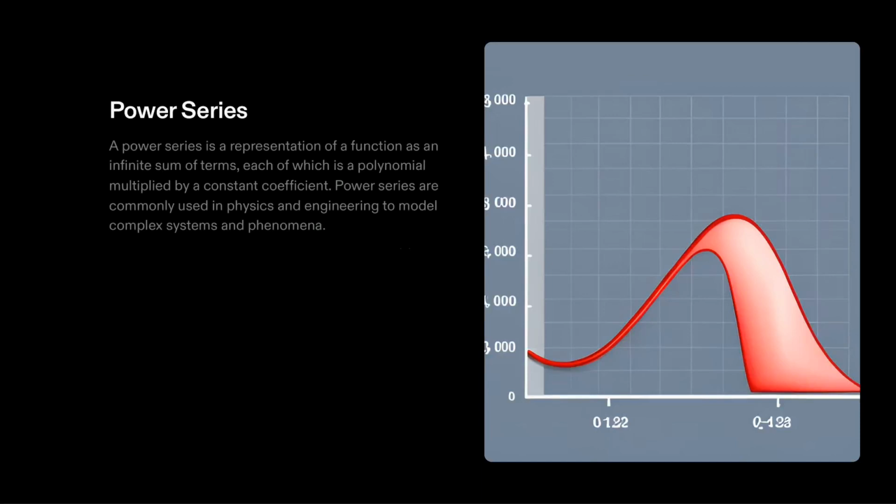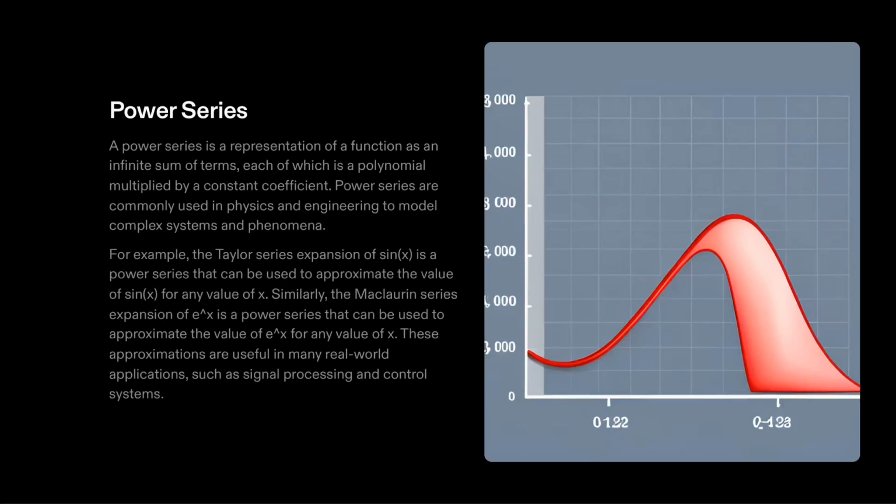Power series are mathematical tools employed in multiple disciplines. It is an infinite sum of terms, each composed of a power of x multiplied by a constant coefficient. Examples of power series are the Taylor and Maclaurin series, which are used to estimate the values of sine and exponential functions, respectively. These approximations are beneficial in signal processing, control systems, and other real-world applications. Power series offer an efficient way to make precise predictions and create comprehensive models of physical and technical systems.